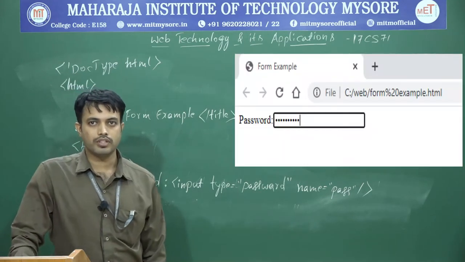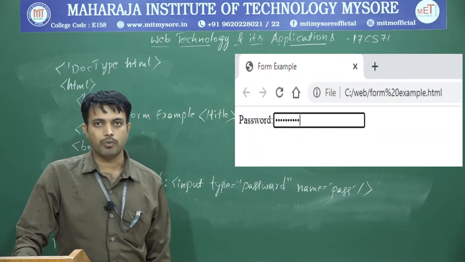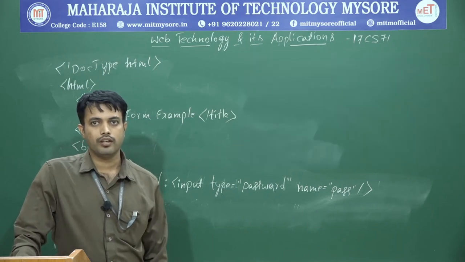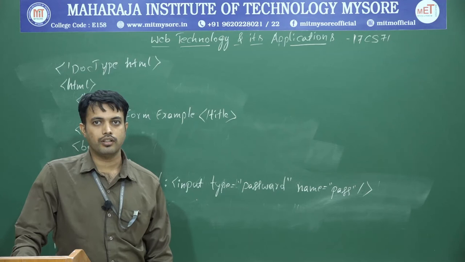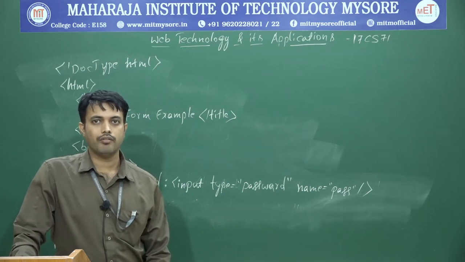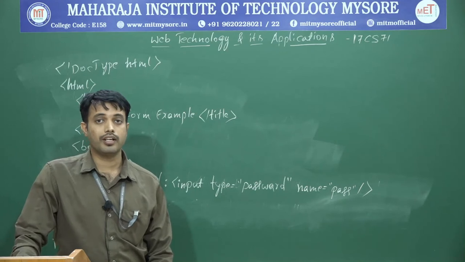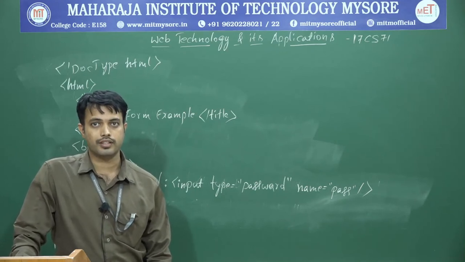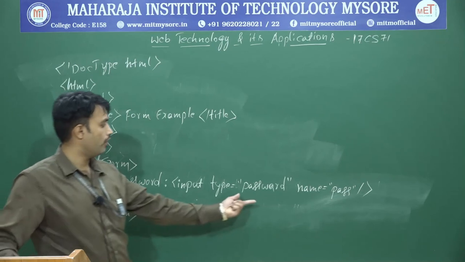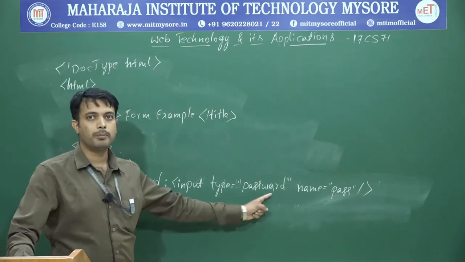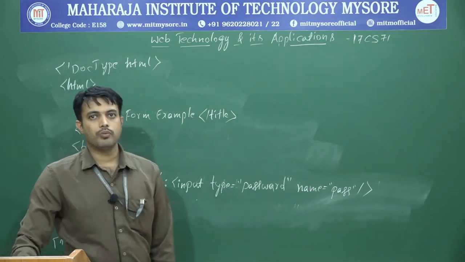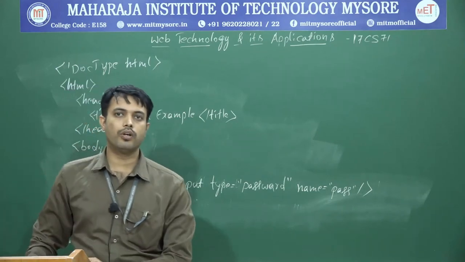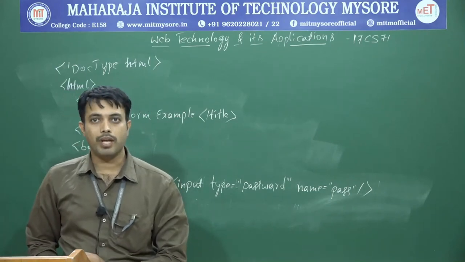Whatever information is entered within that text box will appear either as dots or stars. It is invisible, you can't read that text. That is the property of type password. Got it? So what about if you want to read email?